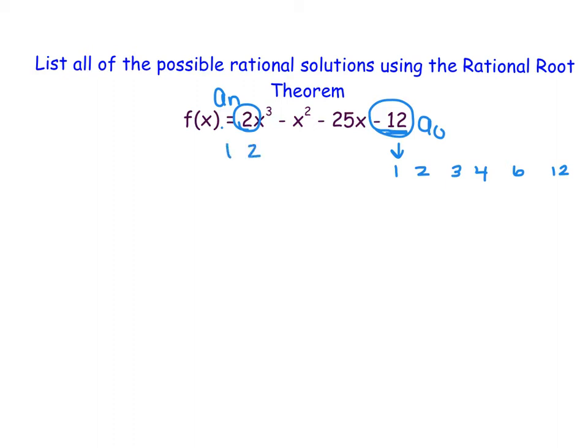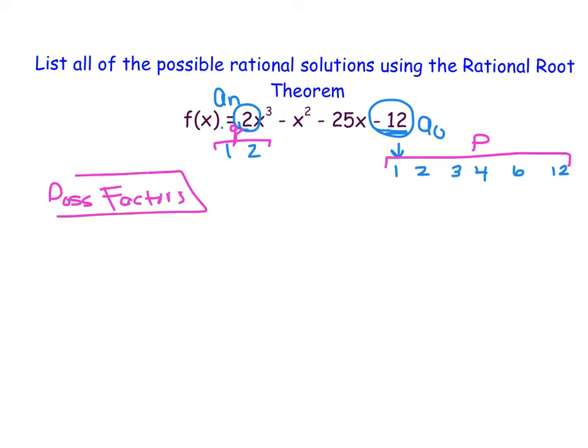So what we're going to do here is pair up all of our p-values, which are associated with the factors of a sub 0, with all of our q-values, which are associated with the factors of a sub n. And we're going to create a list of possible zeros for that polynomial function by pairing up all the p's over all of the q's. So let's start with q1.